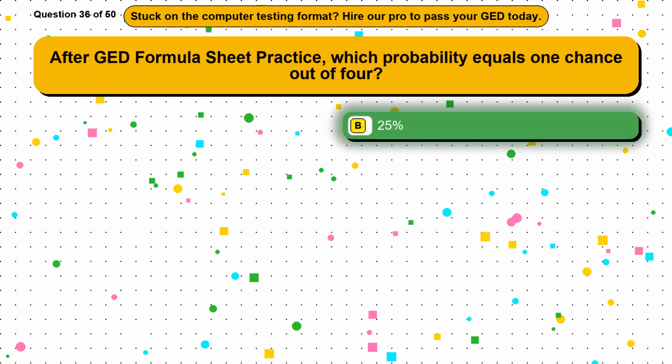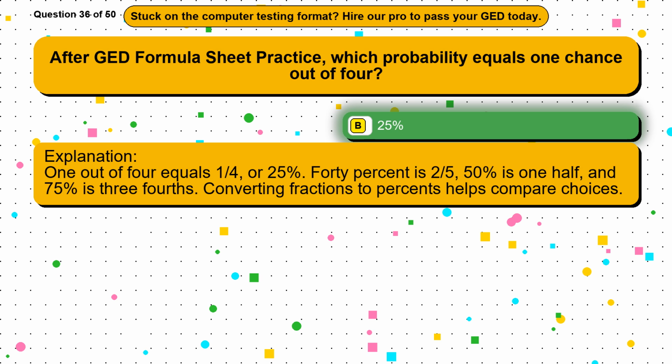The correct answer is option B, 25%. 1 out of 4 equals 1/4, or 25%. 40% is 2/5, 50% is 1/2, and 75% is 3/4. Converting fractions to percents helps compare choices.